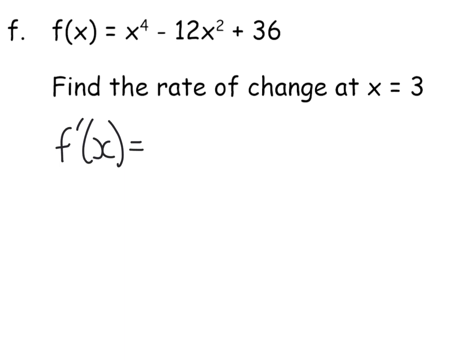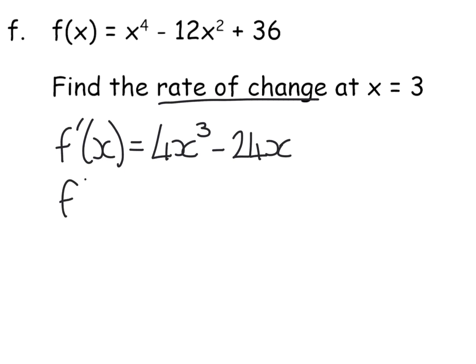So 4x to the power 4 times by 4, lower the power becomes cubed. Times by 2, so we've got -24x, lower the power just becomes 1, which I'm not going to bother writing, and then 36 disappears. So they've told us x is 3, so rate of change is another fancy word for just get the derivative. So we're doing f dashed of 3, and all you do is sub in the number 3. So it's like functions again from Nat 5.